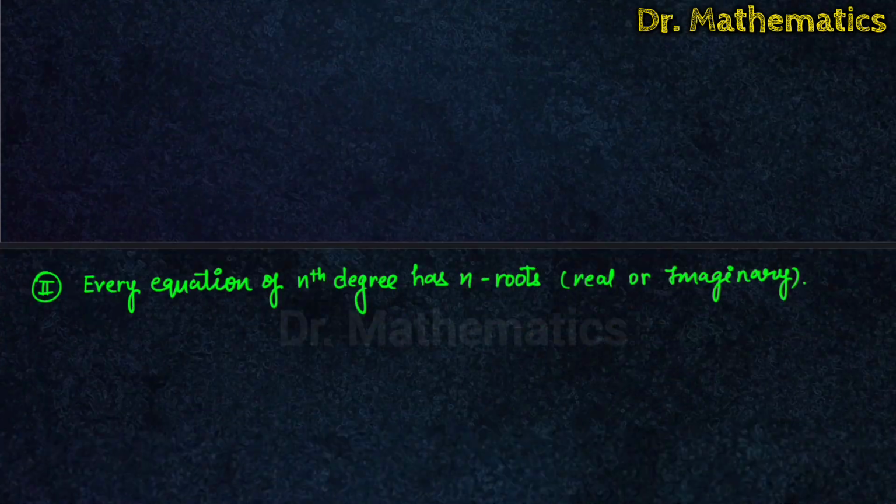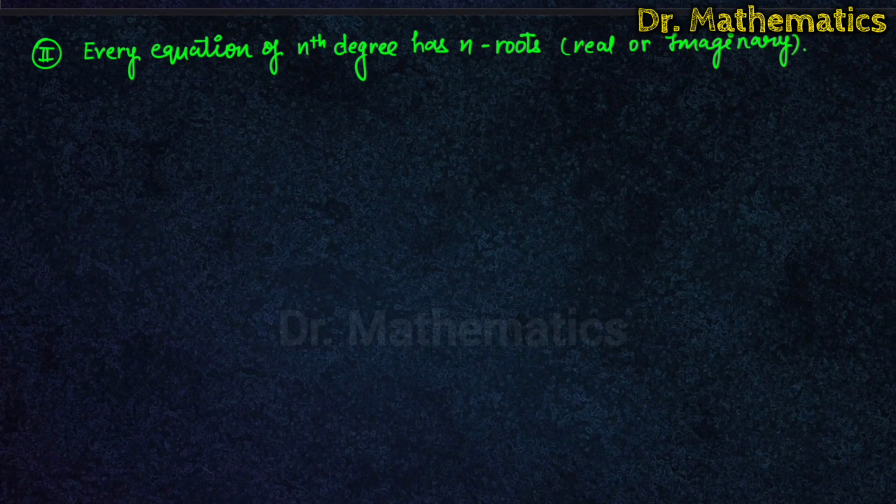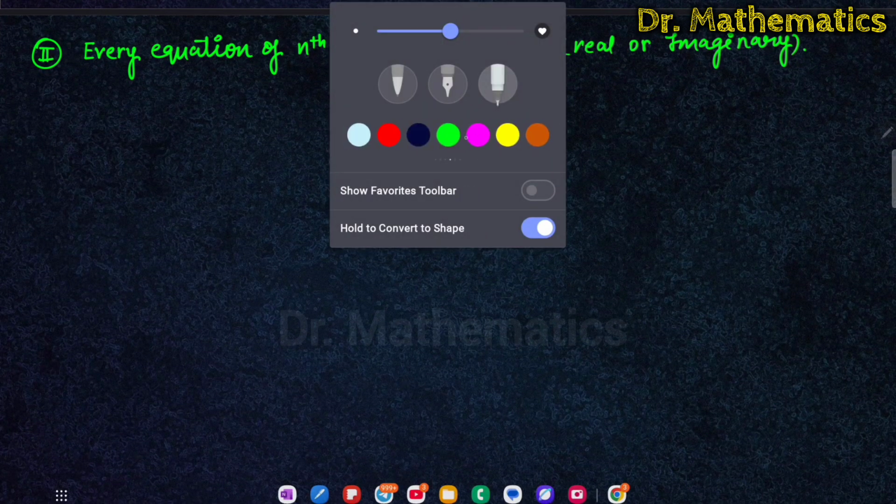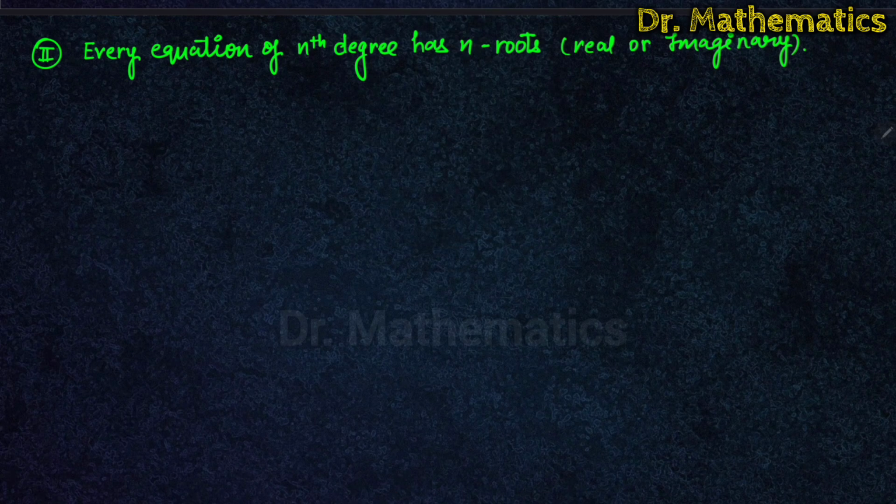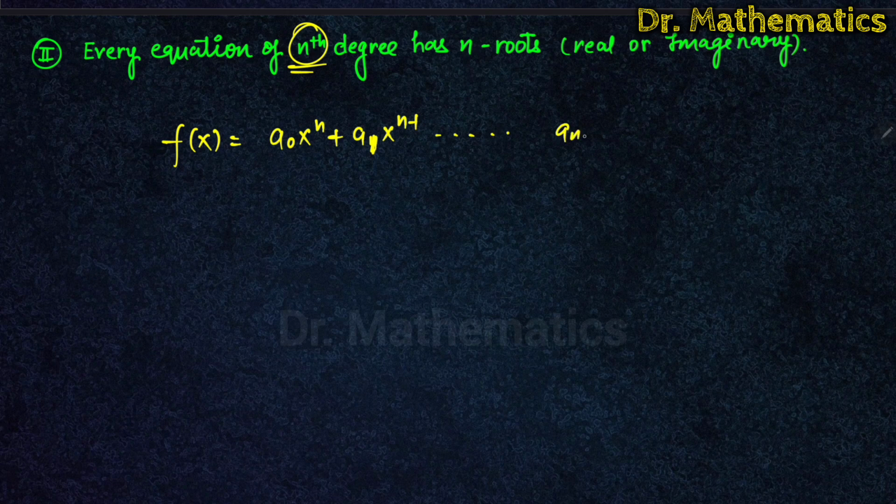Got it? Now come to the next theorem, and the most important part of this theorem. Let's discuss the equation of nth degree. We have given f of x is an nth degree polynomial. f of x equals a naught x to the power n plus a1 x to the power n minus 1, and so on, up to a n minus 1 x plus a n. Here n is the degree of the expression f of x.